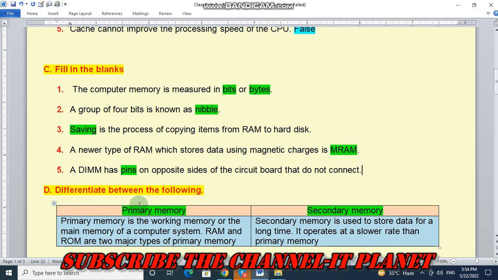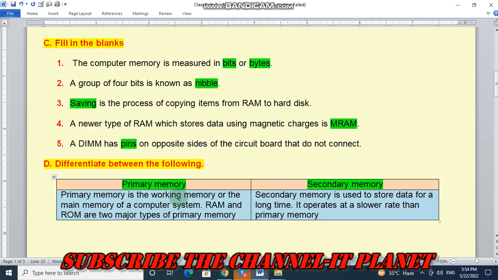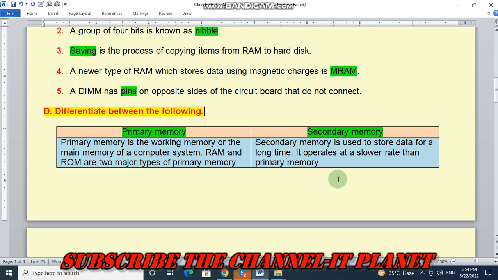Question D, differentiate between the following. We have to write the difference between primary memory and secondary memory. Primary memory is the working memory or the main memory of a computer system. RAM and ROM are two major types of primary memory. Secondary memory is used to store data for a long time. It operates at a slower rate than primary memory. This is the main difference between primary memory and secondary memory.